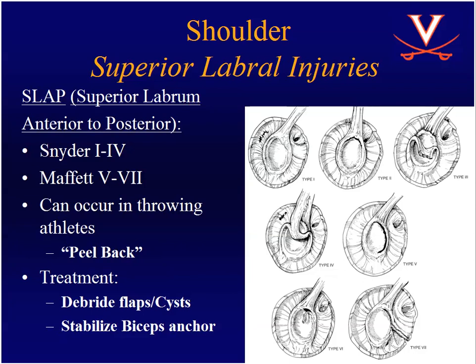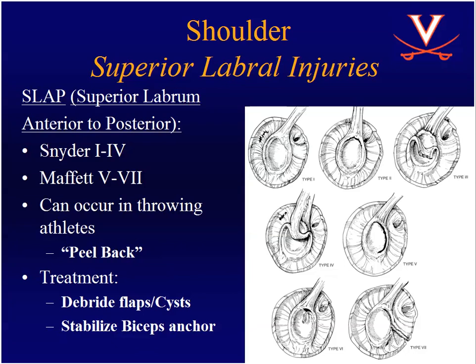Then the types 5, 6, 7, et cetera, are all associated with instability, and sometimes you can actually have 180 or 360-degree tears. The important thing to realize about all these classification schemes is if the anchor is unstable, you need to stabilize it. If the labrum is just loose and the anchor is okay, then just debride the labrum. And so regardless of the classification scheme, which they probably won't ask you about, they may ask you about the importance of stabilizing the anchor or the importance of debriding loose flaps of tissue, which is something we do arthroscopically all the time.